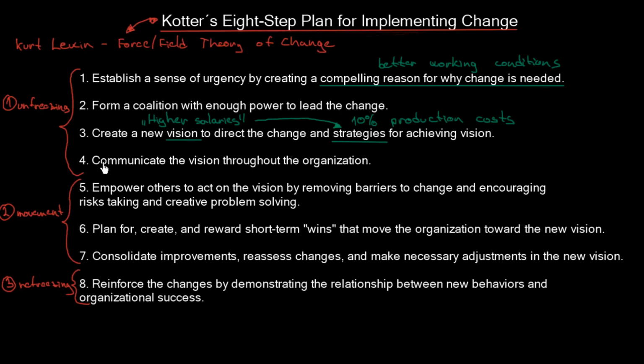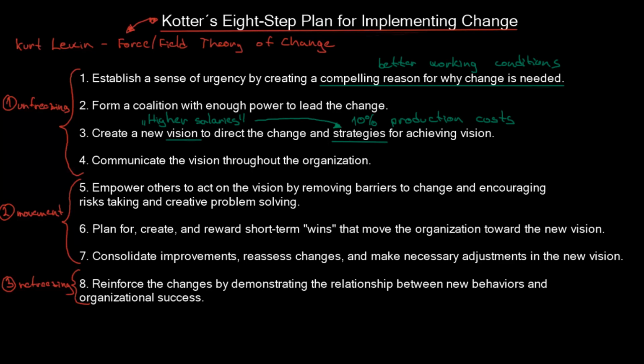As fourth, we communicate the vision throughout the organization, so that it will not be only us, our coalition, who understand the vision and the strategies, but we really need to communicate it throughout the organization so that everyone understands what we are trying to do, how we are trying to achieve it, and why we are doing it.